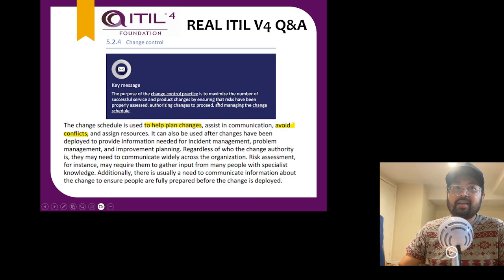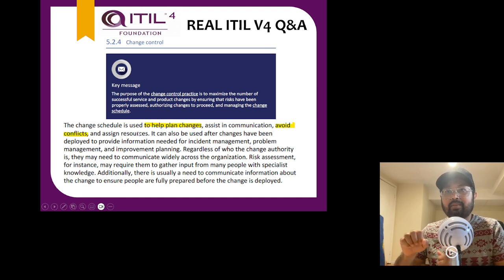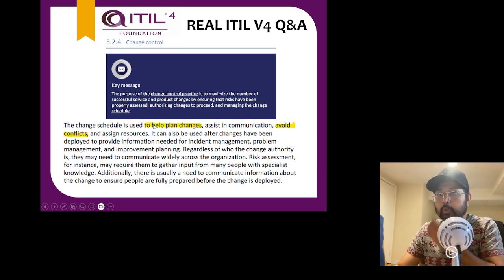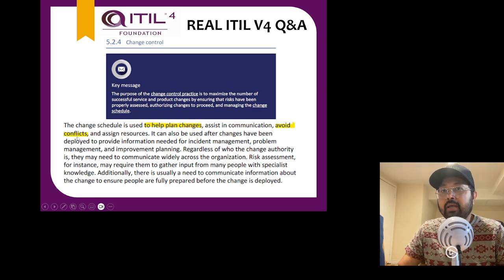so here is the real answer from the book where the question was taken. The purpose of the change control practice is to maximize the number of successful service and product changes by ensuring that the risks have been properly assessed, authorizing changes to proceed, and managing the change schedule. The change schedule is used to help plan changes, assist in communication, and avoid conflicts.